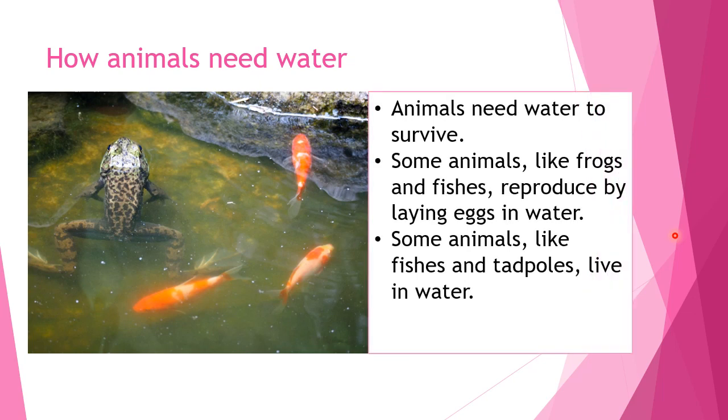Some of them just need drinking. Some of them need more than others. A bird needs water just to drink. But animals like frogs and fish actually need water to reproduce by laying eggs in water. Some animals like fishes and tadpoles, which are baby frogs if you don't remember, live in water. If they don't live in water, their bodies dry out and they could die. So they actually need water to survive, not just for drinking, but so that their bodies can stay healthy.